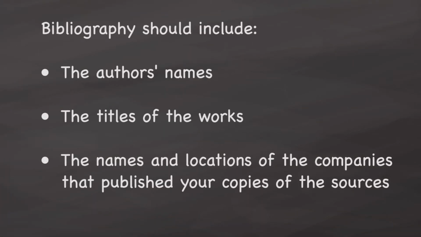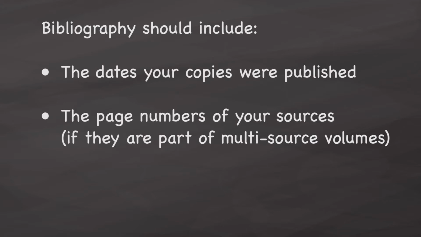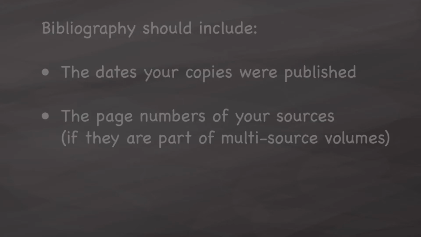Now that we've learned a little bit about citations and why we cite, it's important to think about bibliographies. Bibliographies generally include the following information. They include the author's name, the title of the work, the name and location of the companies that published your copies of the source, the date your copy was published, and the page number of your sources. When making a bibliography, just remember to keep track of whether you were using primary or secondary sources.